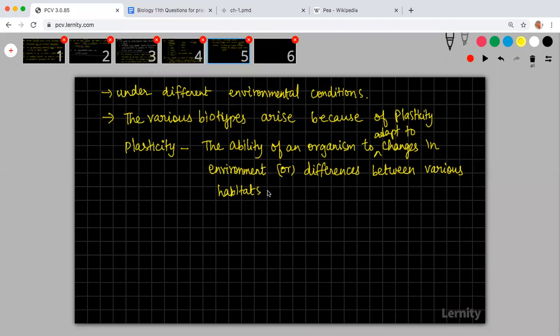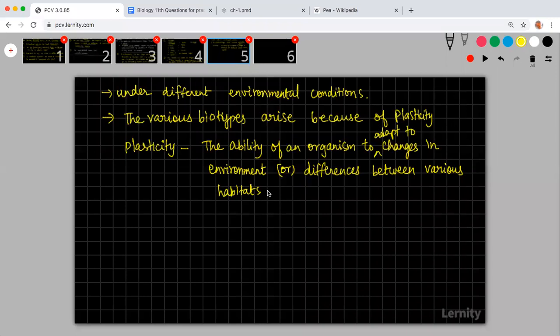Here, why is that organism showing different types of biotypes? The different types of biotypes are caused because of plasticity. The same plant, if it has a particular ability to adapt, will show biotypes. If the plant does not have plasticity, it will be the same. If it has plasticity, it can differ.